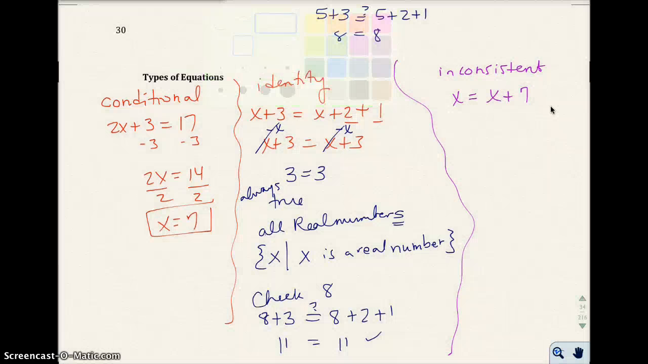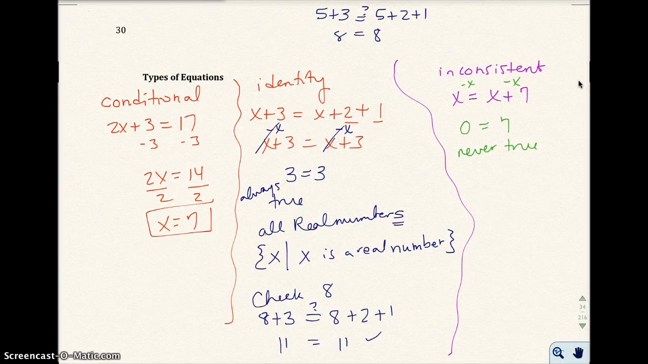If I try to get rid of x, I subtract x. On this side I get 0, because x minus x is 0, and this side would equal 7. And I get the statement 0 equals 7. Notice how the variable drops out again, but this time I have a statement that is never true. Does 0 ever equal 7? No. So that means if I take any number and plug it in for x, and plug the same number in here, I'll never get a true statement.